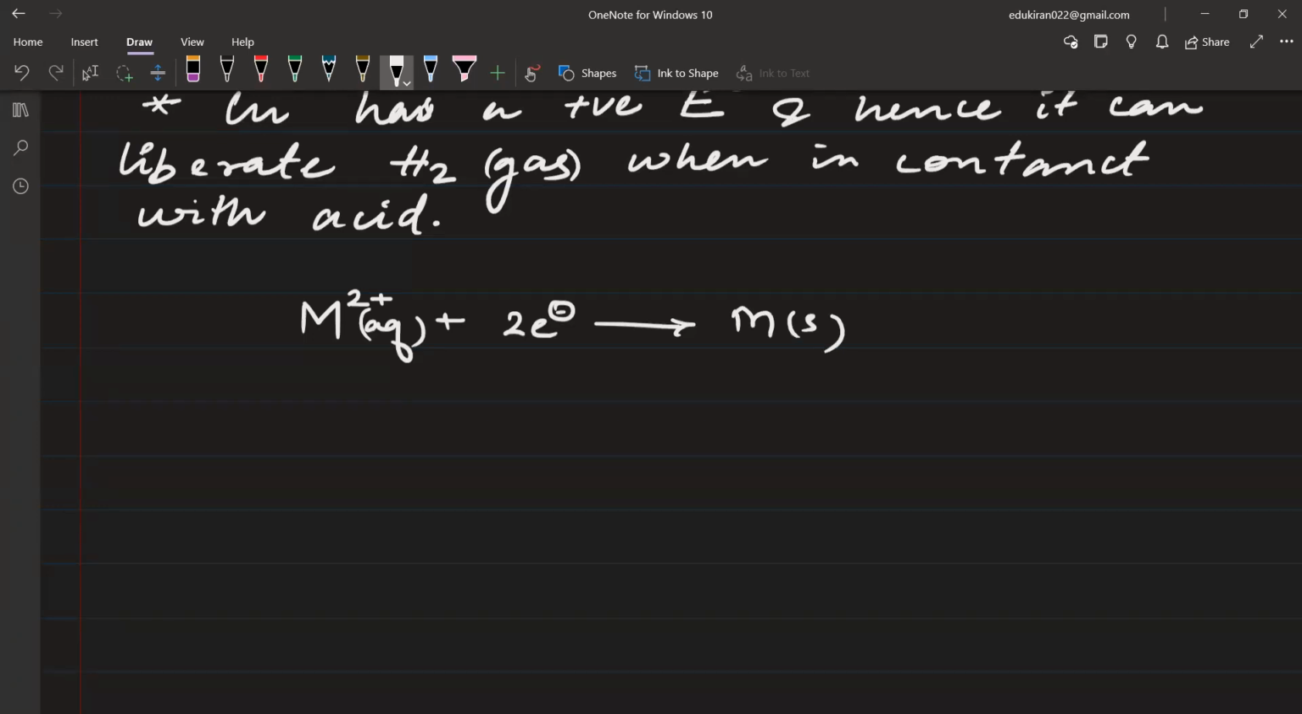Now there are three things that you have to take into consideration whenever we are talking about a particular change in oxidation state from aqueous state to solid state. First thing is what?